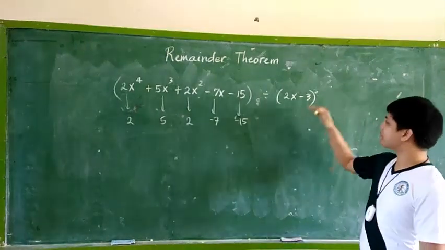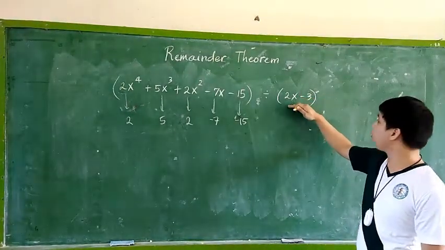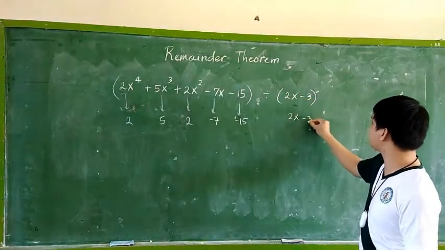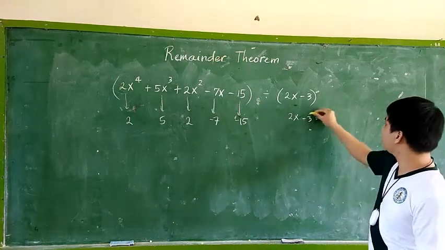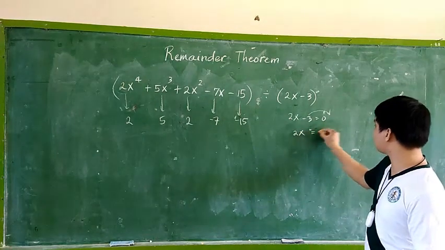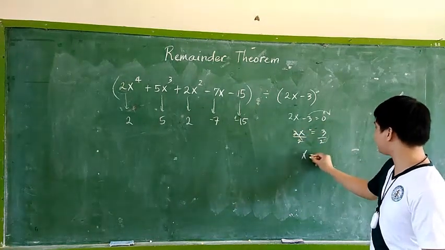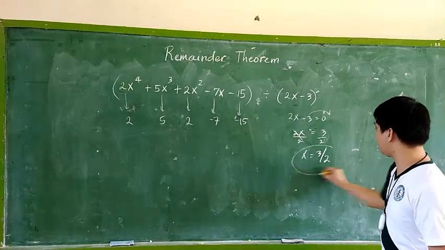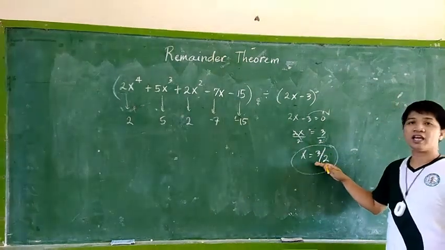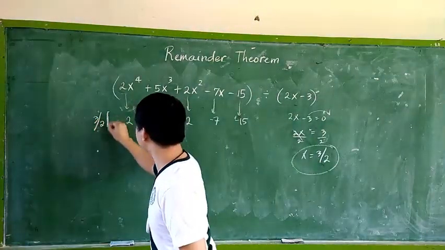And then, find the value of our r. So again, we just simply equate it to 0. So 2x minus 3 is equal to 0. Use property of equality. This will become 2x is equal to positive 3. You divide both sides by 2, so our r, or our value of x, is 3 over 2. And that will be in here.